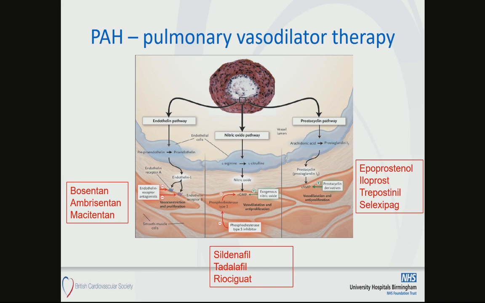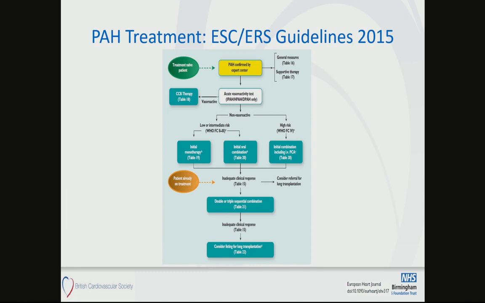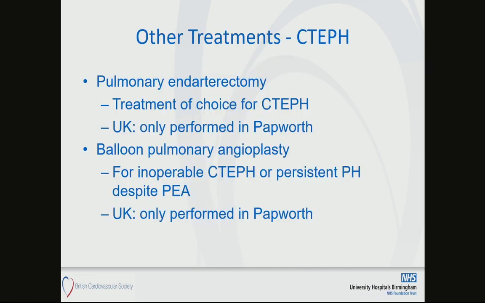Selexipag is a fairly new drug that's an oral prostacyclin derivative that you are now able to use in the UK. England was the last to license it, but we can use it now, but not if you've got a shunt. So this is the guidelines for treatments from the ESC, and it's really looking at initial monotherapy.